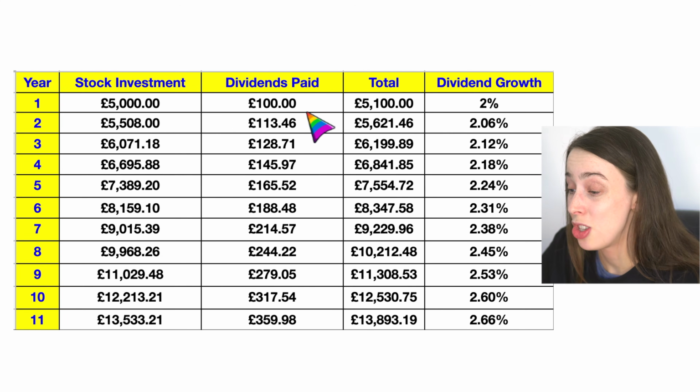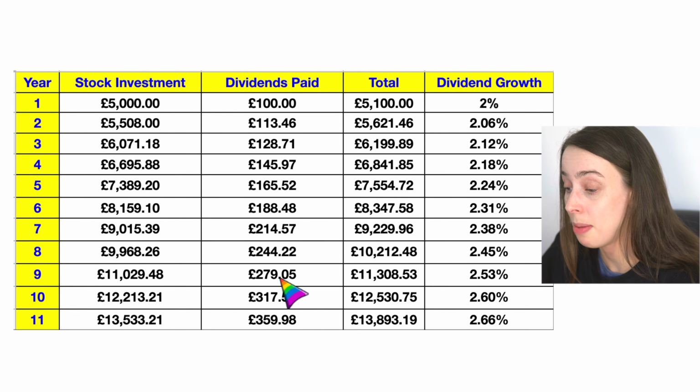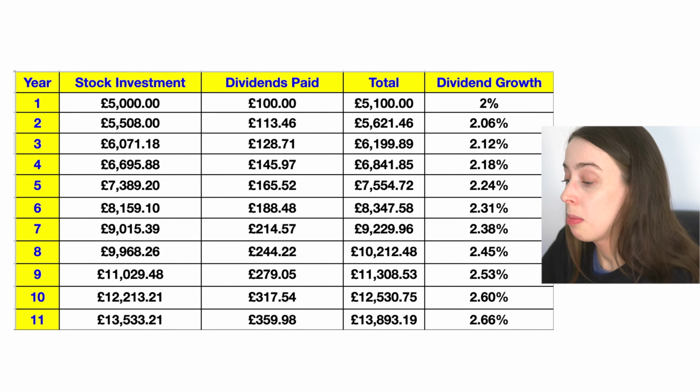But you can see even so, the dividends increase between years 1 and 2 by £13. Nothing crazy. But if you then take 2 and 3, 3 and 4, and you look at it over a long period of time, they're increasing by a little bit more, and it gets more and more crazy as time goes on. The same with the total value of the portfolio as well. Now, we did make some assumptions here.